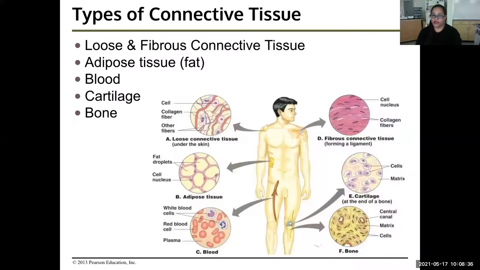There's loose and fibrous connective tissue. There's adipose tissue, which are fat cells. There's blood. Blood is considered a connective tissue. Cartilage, our ears are made of cartilage. And bone. And there's different subcategories underneath all of these, but as you can see, there's a wide range of connective tissue inside your bodies.